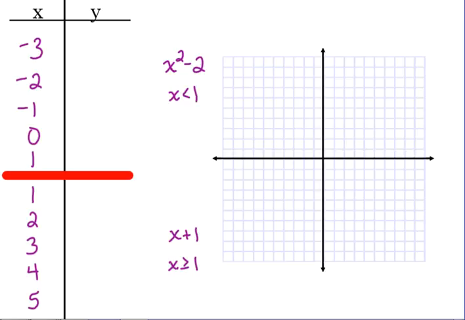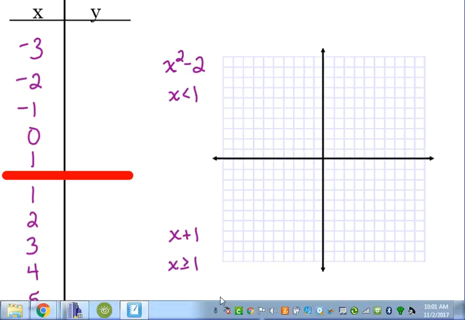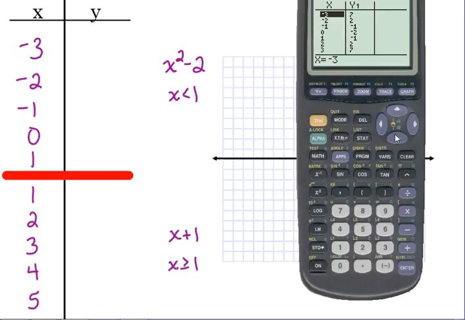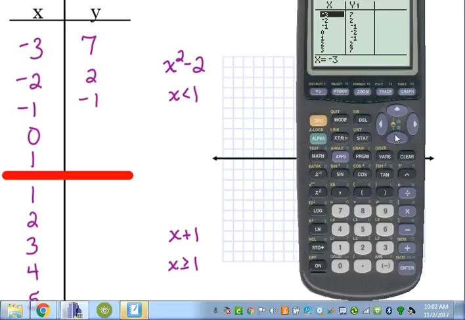Now, you can do this by hand, or you can get your calculator to do the work for you, but we want to plug these x values into the correct function. So for the first one, I'm plugging in the x squared minus 2. If you want the calculator to do the work for you, then go to your y equals, plug in the x squared minus 2, go to the table, and we only want to copy down the y values for these x values that are above the line. So we've got 7, 2, -1, -2, -1.